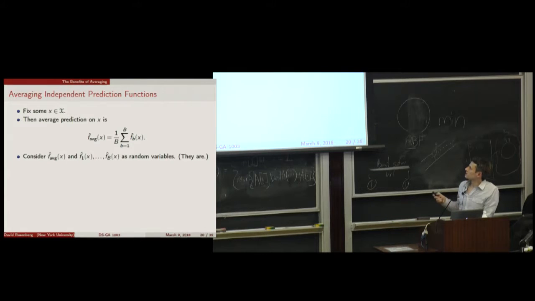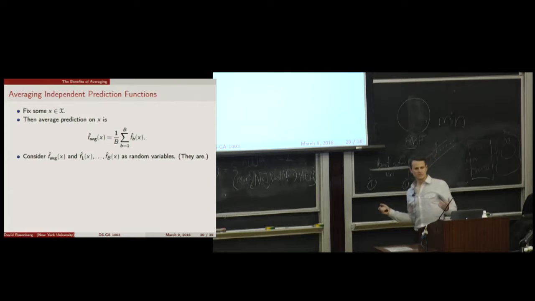And then because X is fixed, we can think of each of these F average of X as a number, right? The function is mapping into reals. So this is a random variable, right? It's random because it's a random training set. So we have a random variable on the left, and we have this average of random variables on the right.